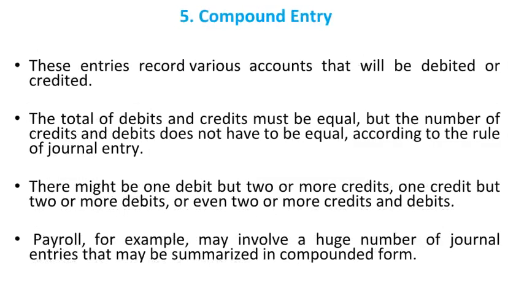Number 5 type of journal entry is compound entry. These entries record various accounts that will be debited or credited. The total of debits and credits must be equal, but the number of credits and debits does not have to be equal, according to the rule of journal entry. There might be 1 debit but 2 or more credits, 1 credit but 2 or more debits, or even 2 or more credits and debits. Payroll, for example, may involve a huge number of journal entries that may be summarized in compounded form.